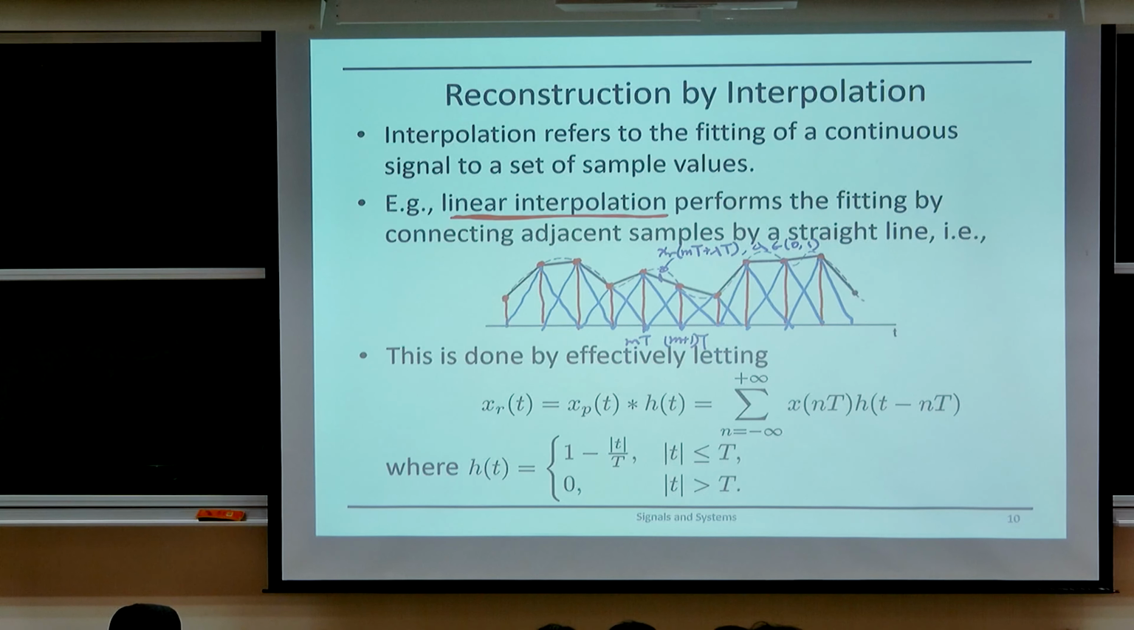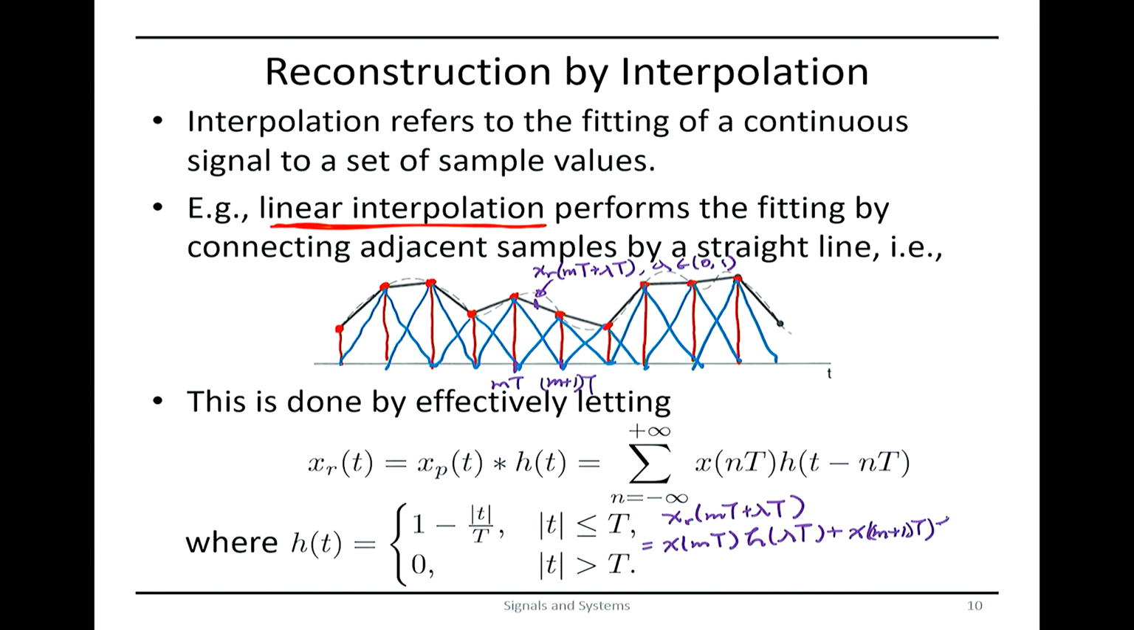So if you plug this inside, x_r of mT plus lambda T will be equal to x of mT times h of lambda T, plus x of (m+1)T times h of lambda T minus T.